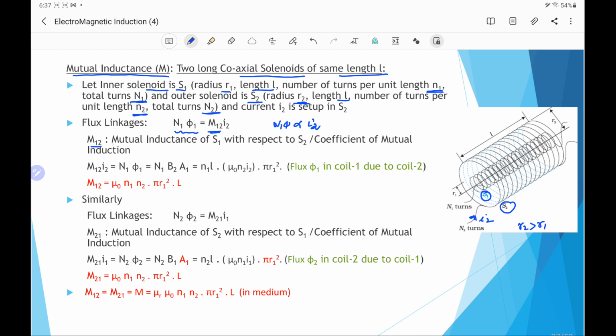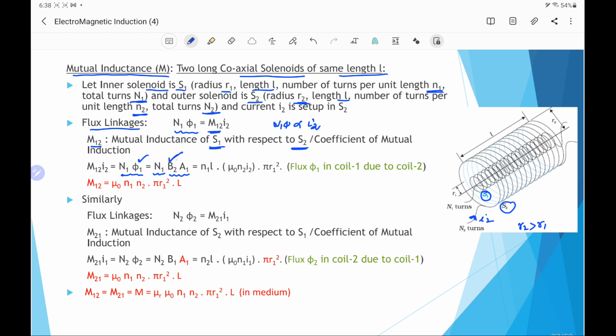This M12 is called the mutual inductance of the inner coil S1 with respect to S2, or also called the coefficient of mutual inductance. Therefore, from this expression of flux linkages, M12 I2 equals N1 phi 1, and this phi 1 is the flux linked with the inner coil. So we can write it as N1, that is the total number of turns in the inner coil, and the flux linked with the single turn, that will be the flux because of the outer coil S2.